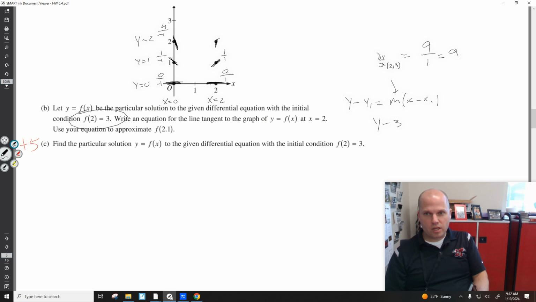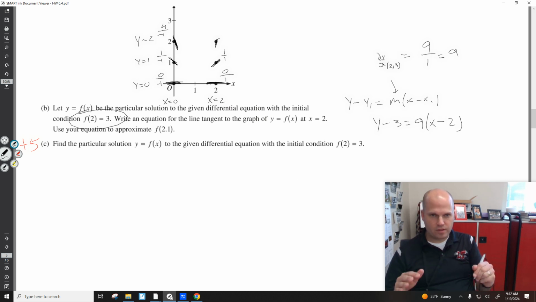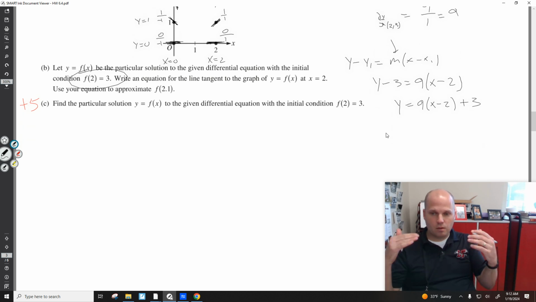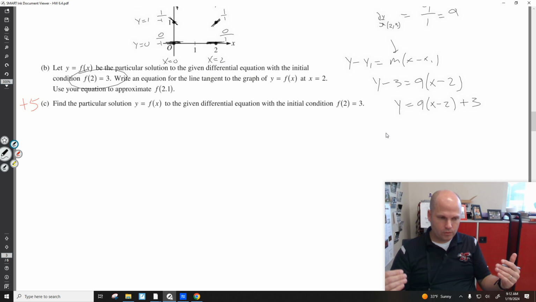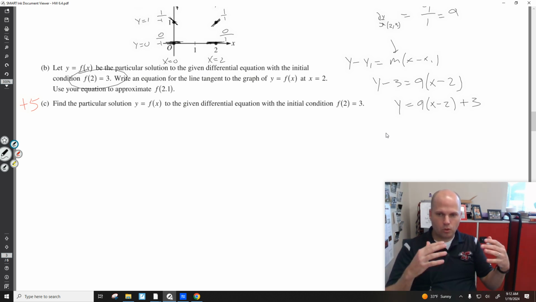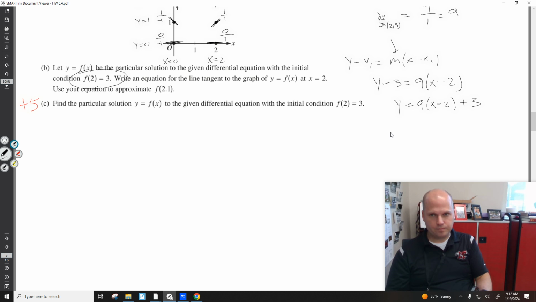Y minus 3 equals 9, x minus 2. You do not have to solve for y. This is fine. However, it is helpful to solve for y to approximate points on your curve using a point on a line. The y's on your line will approximate the y's on the curve. Y of 2.1, the point on the line is approximating the point on the curve.